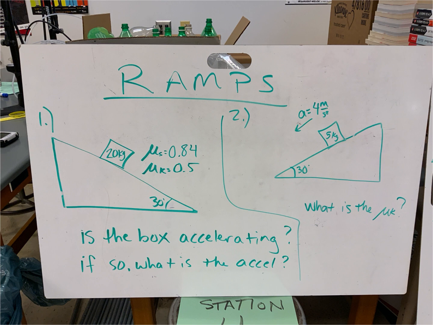So looking at this first problem, they have a 20 kilogram box that's sitting on a hill at a 30-degree angle. They give us the coefficient of static friction and the coefficient of kinetic friction. And they're just asking, is the box accelerating? In order to know that, we'd have to know, based on its forces, does it have enough force down the hill to overcome that static frictional force back up? If it has more force down the hill than up the hill, then it will be accelerating.